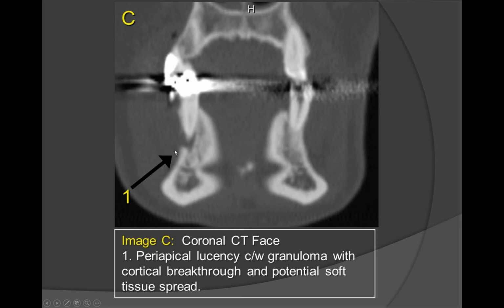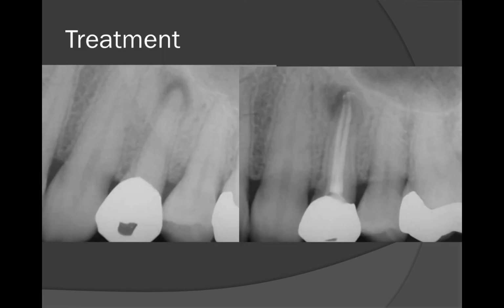Here's a coronal CT of the face, which demonstrates a periapical lucency with cortical breakthrough. This can result in soft tissue spread of infection. We see another patient with a periapical lucency, probably infected bone, which hasn't been treated. This will need to be treated with a gutta percha, and this will slowly heal over time.